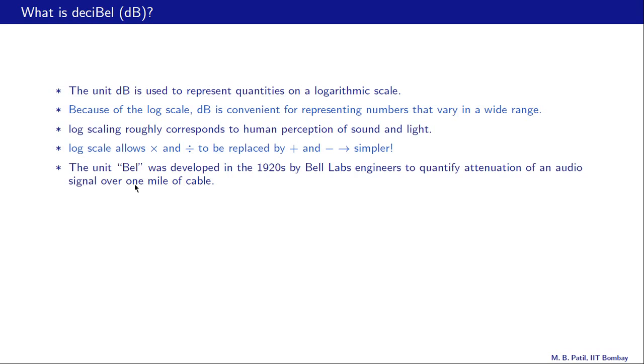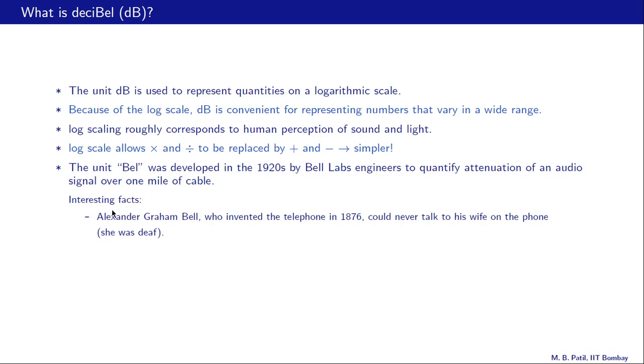The unit Bell was developed in the 1920s by Bell Labs engineers, and in those days telephony was the most important technology around, and the Bell Labs engineers wanted to quantify attenuation of an audio signal over 1 mile of cable. So to describe that attenuation, they came up with this unit called Bell. And of course, it is in honor of Alexander Graham Bell, the inventor of telephone.